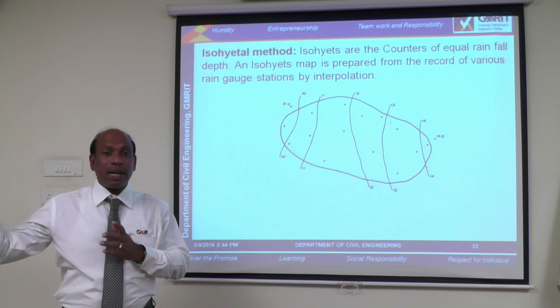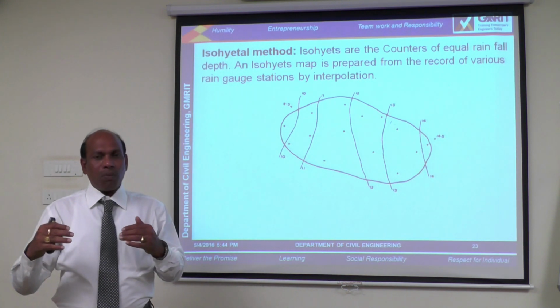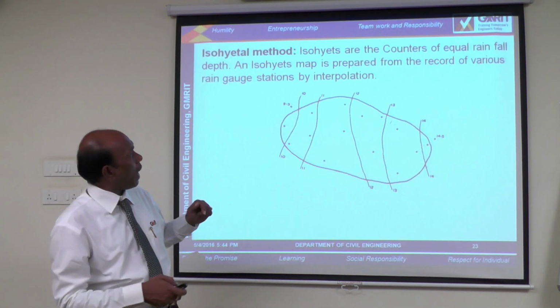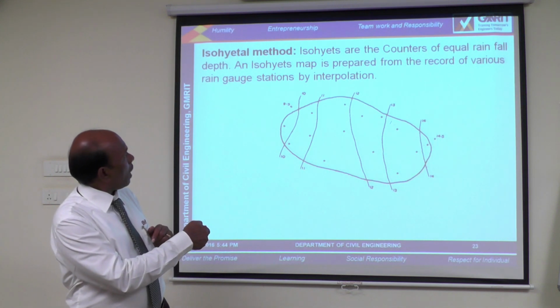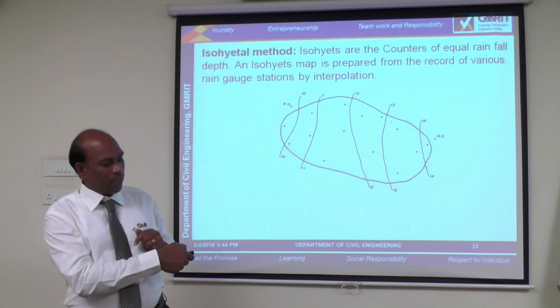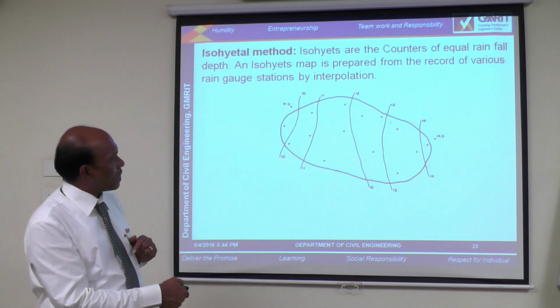That data should be earlier data. Based on that data, we are going to prepare the isohyetal map, using the earlier data. Here, this is the map of isohyets.